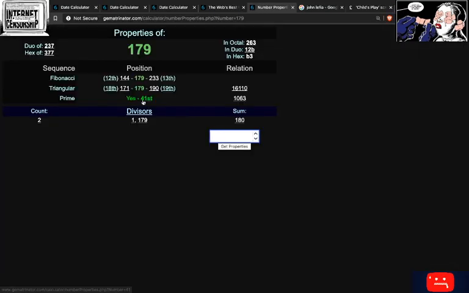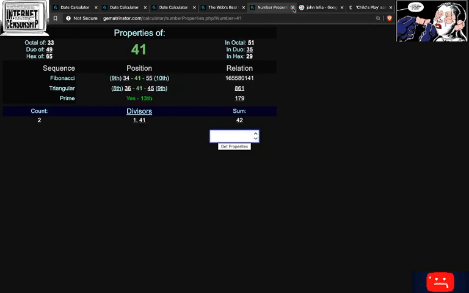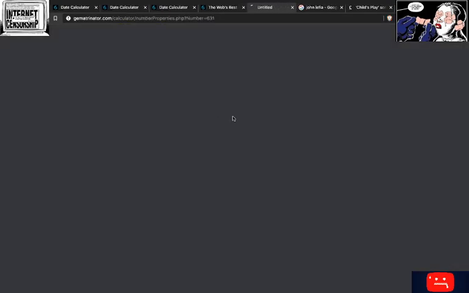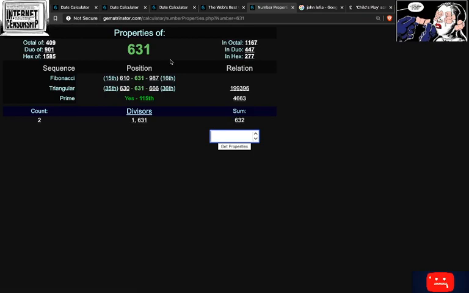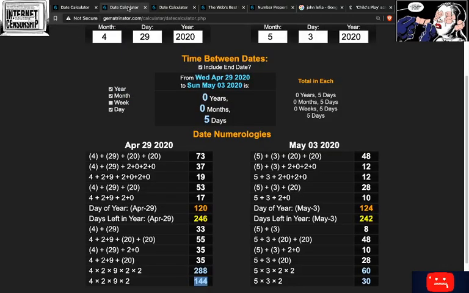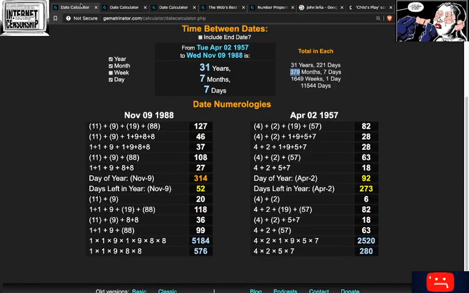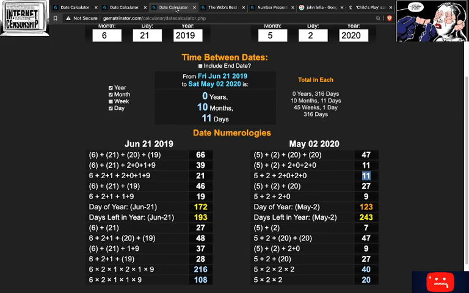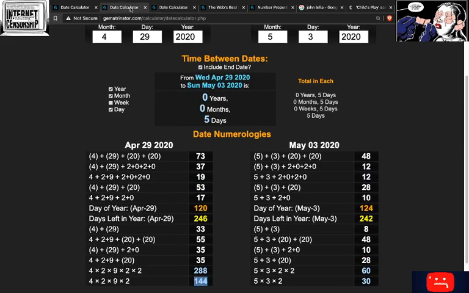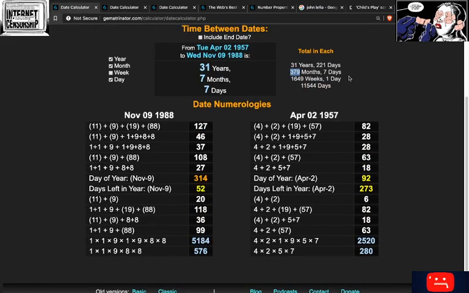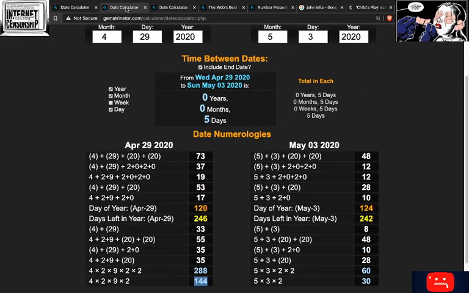Huh. 41st prime, 41's the 13th prime. We've seen plenty of those. 631. Look at that. I'm talking about 115. Measuring from... Unbelievable, dude. Unbelievable. Well, I don't know what I was measuring from, but I'm pretty sure that it was 115. I was making that point.